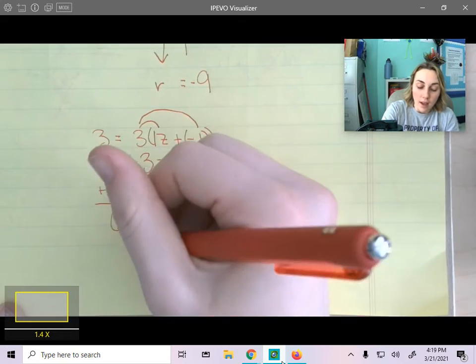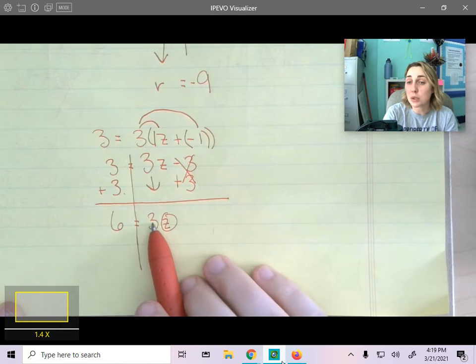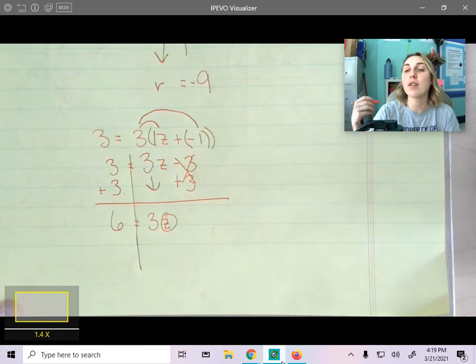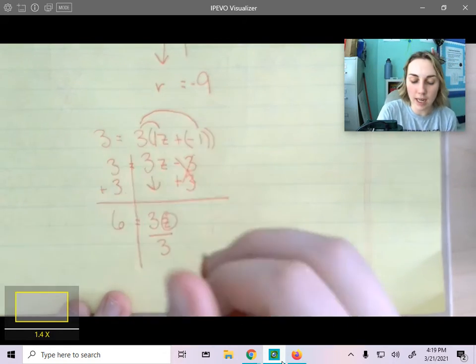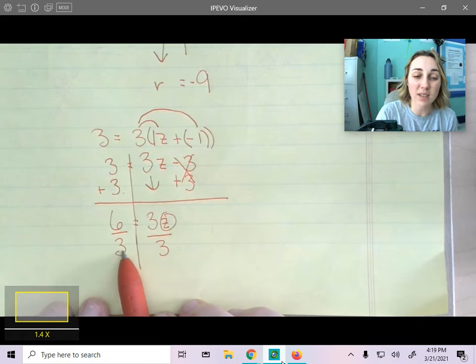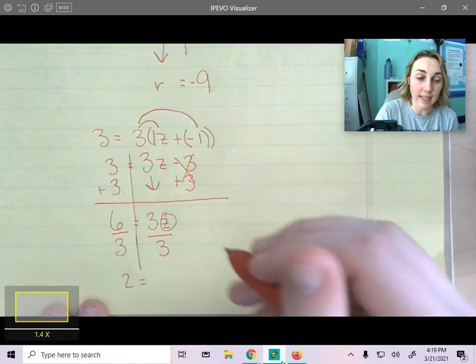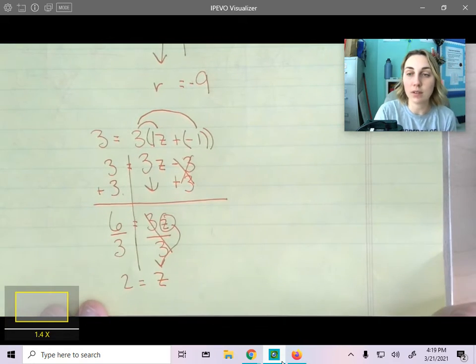Anyway, now I need to get my variable by itself, so I need to get rid of this 3 that is getting multiplied by z. So I got to do the opposite of multiplication, which is division. If I do it on one side, I have to do it on the other side. 6 divided by 3, well, that's 2. These cancel out, but I can bring my variable down. z is equal to 2.